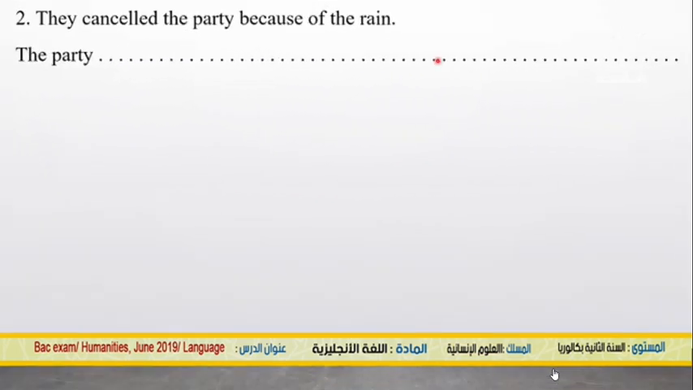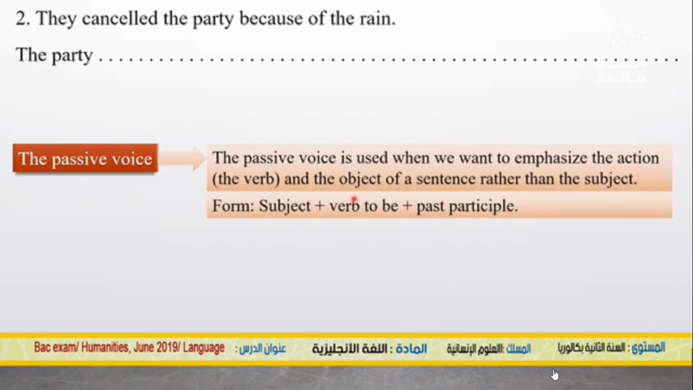Number two. They cancelled the party because of the rain. And the sentence begins with "the party." Well, in this exercise, we are dealing with what? With the passive voice. Okay? And the passive voice is used when we want to emphasize the action, the verb and the object of a sentence rather than the subject. And the form of the passive voice is this. We use the subject plus verb to be plus the past participle.